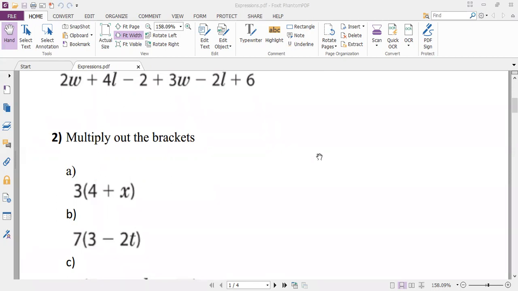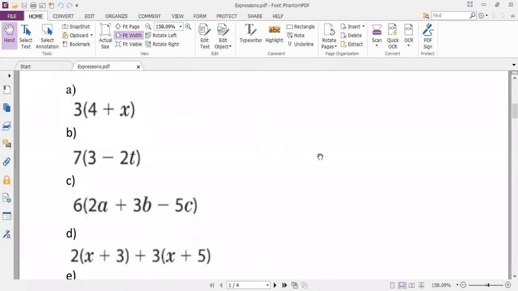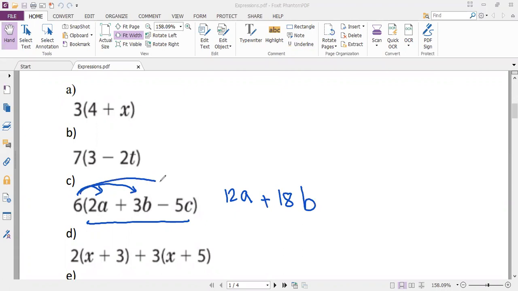Let's go to the next one. It's the same idea. We have 6, and this 6 is multiplied by all terms inside the bracket. So 6 times 2a is 12a. And 6 times 3b is 18b. Okay? And 6 times negative 5, positive times negative, it's negative. And 6 times 5 is 30, c.